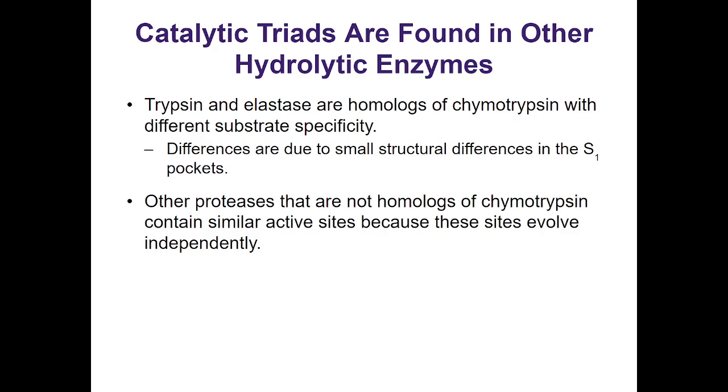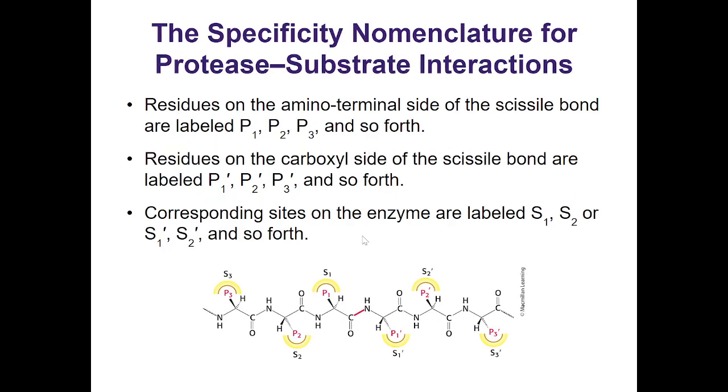So again, the catalytic triads are going to be found in other hydrolytic enzymes. This is very common for hydrolytic splitting. If you're going to do a hydrolytic splitting, one of the most common ones is the catalytic triad. Okay? There are other ones that can do hydrolytic splitting, but this is one of the most common. So trypsin and elastase are going to be homologs of chymotrypsin. They're going to have different substrate specificity, but otherwise that active site is pretty much the same. Okay? The difference is going to be due to small structural differences in your S1 pockets. This being the S1 pocket.